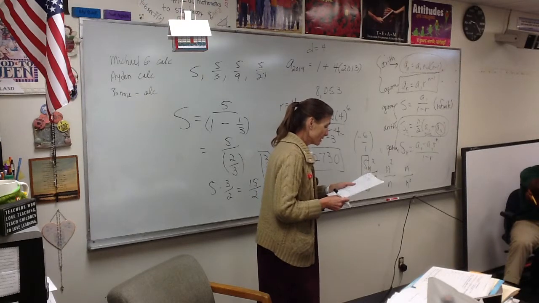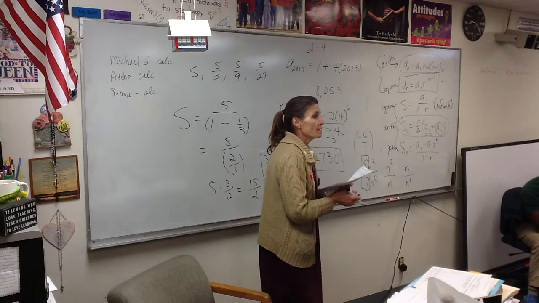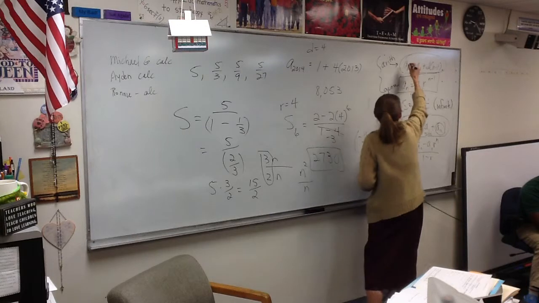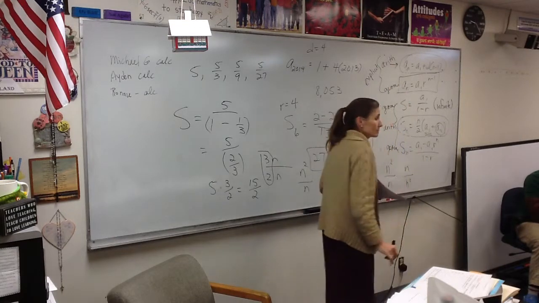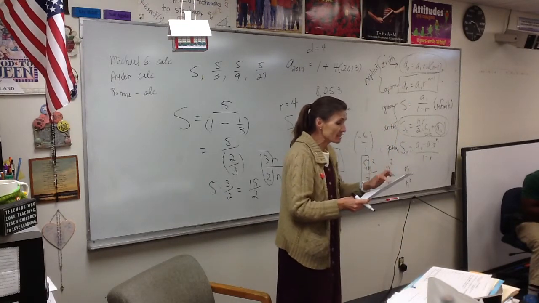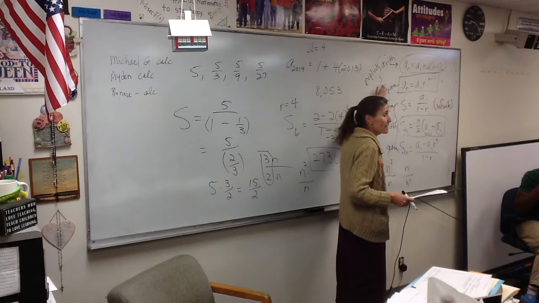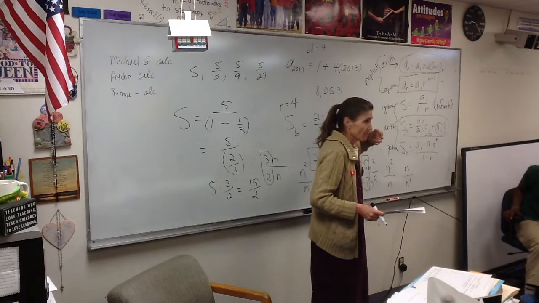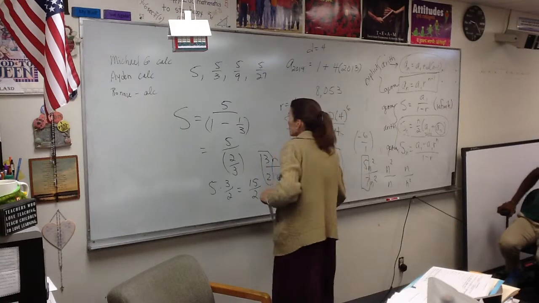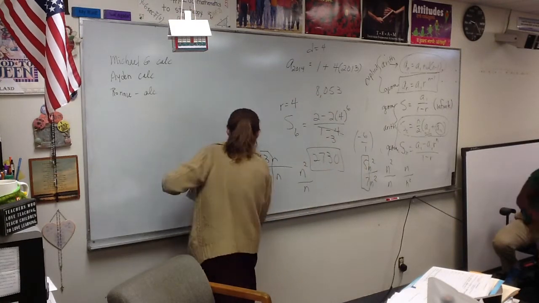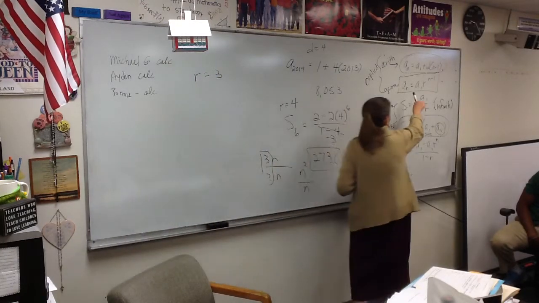All right, number 4. Find the explicit rule for this sequence. Explicit rules are these right here. Anytime it says find an explicit rule, you're going to be using one of these two formulas. Now, how will you know which one to use? Arithmetic or geometric. So let's look at A. It's geometric. And the ratio is 3. Since it's geometric, we'll be using this.